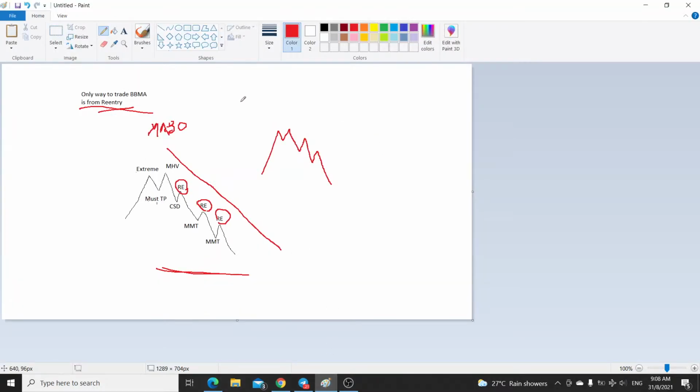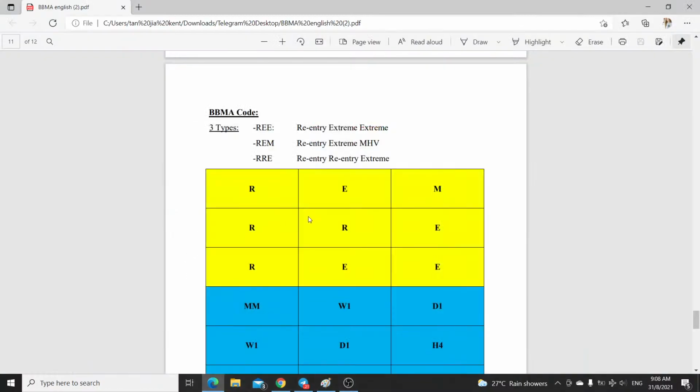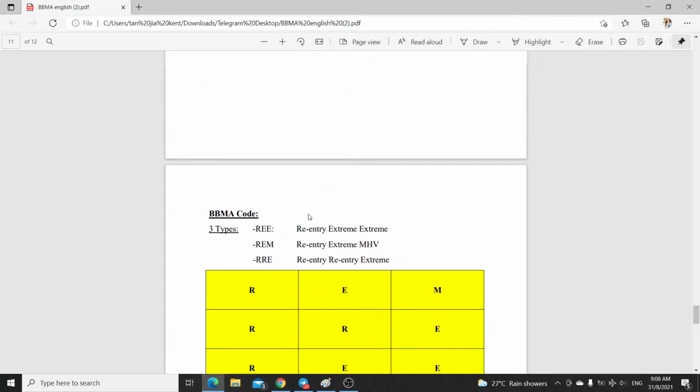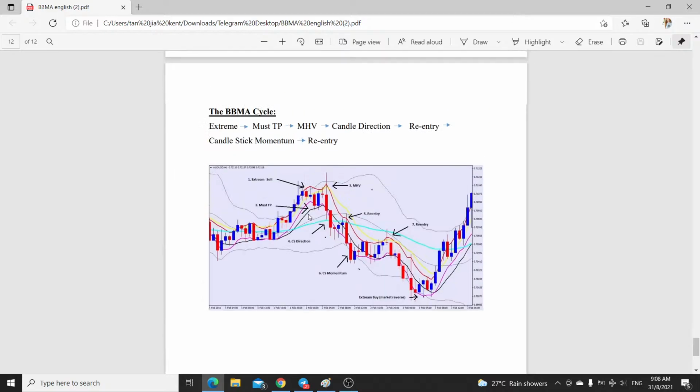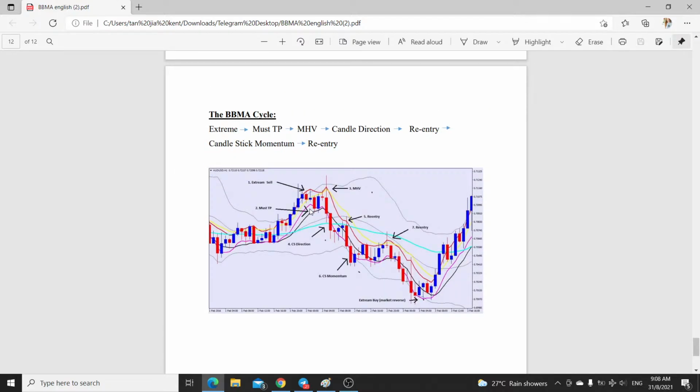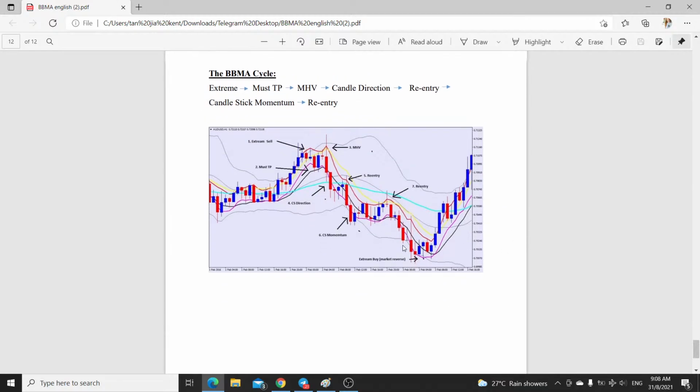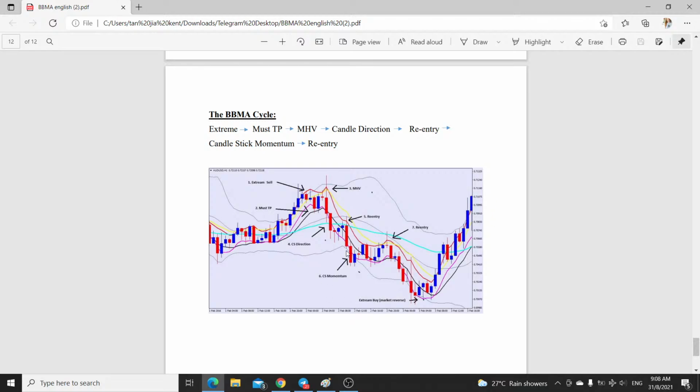So what do we mean by re-entry, MHB? Okay, if you're not to get yourself confused, this is the BBMA cycle. So when you know already, this is the BBMA cycle, what happens is that before price goes up, you create the same thing again. So this is extreme buy. You know, in a small time frame, you see the same thing again. You see extreme buy and then MHB here, and then you have the mass TP.